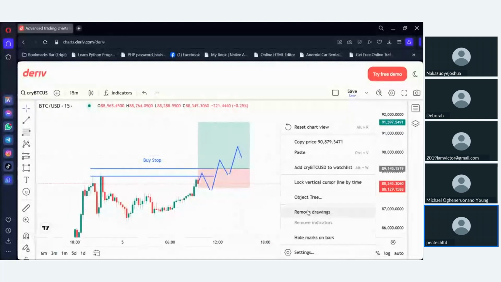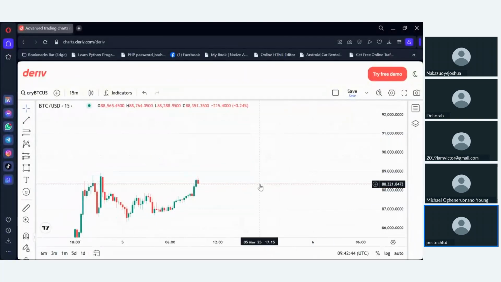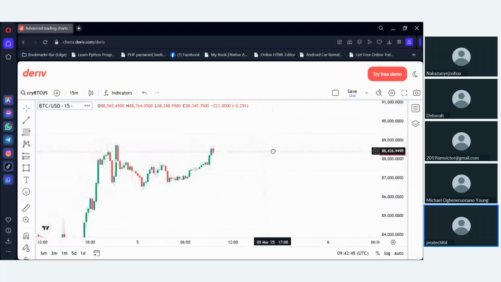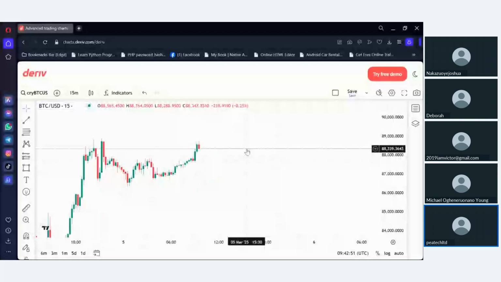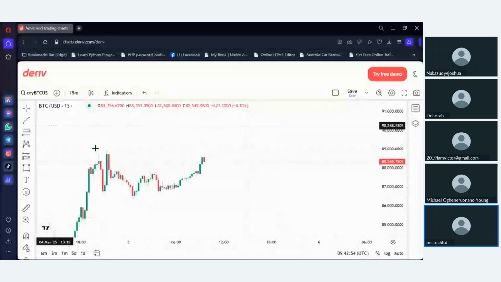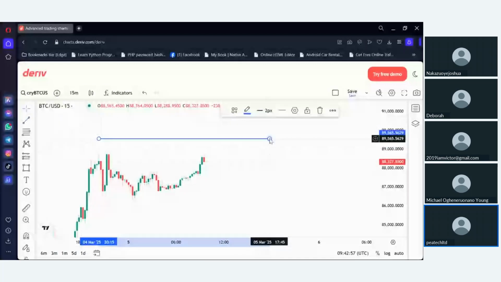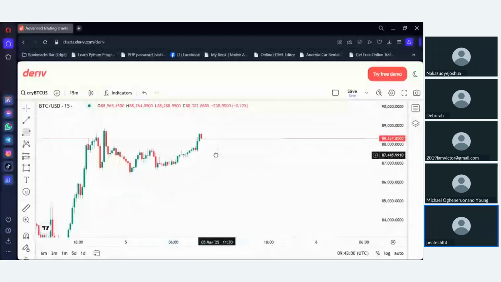Now let's delete everything. Okay, so the next one is sell stop, right? Sell stop is just the opposite of buy stop. For buy stop, you are saying that if the market should get to a particular price, then it should continue buying. For sell stop, you are saying if the market should get to a particular price, it should continue what? Selling. So both are just opposite of each other.